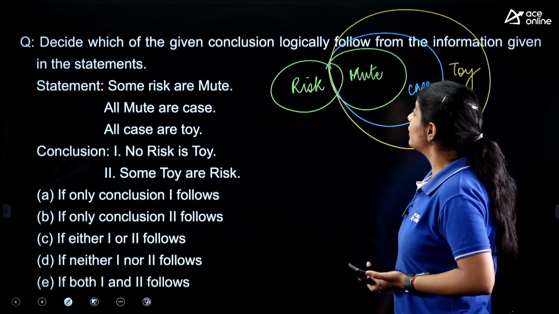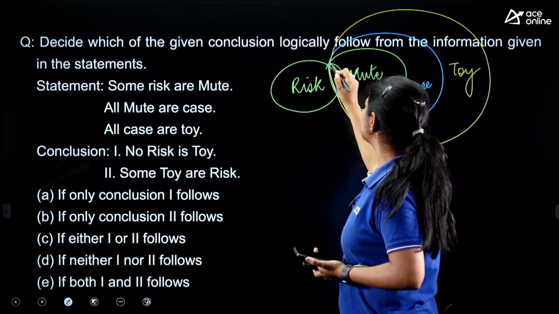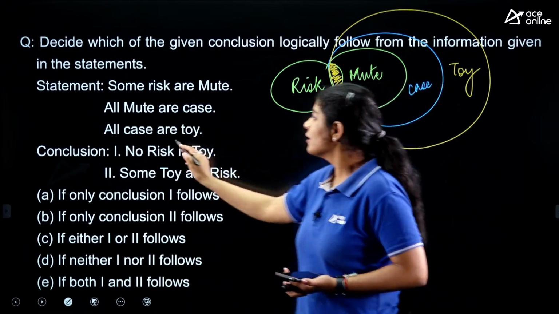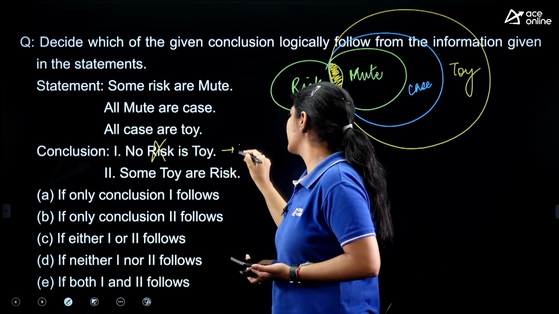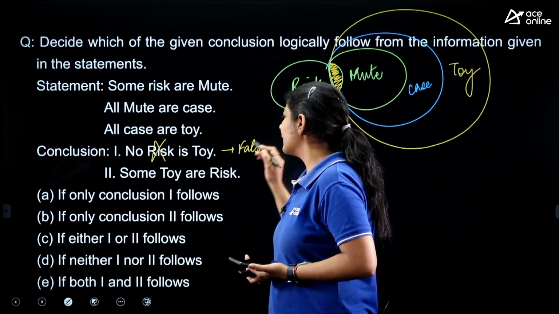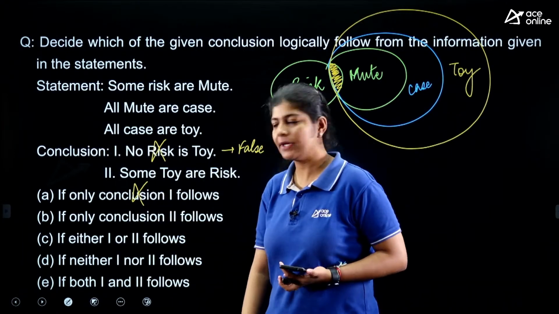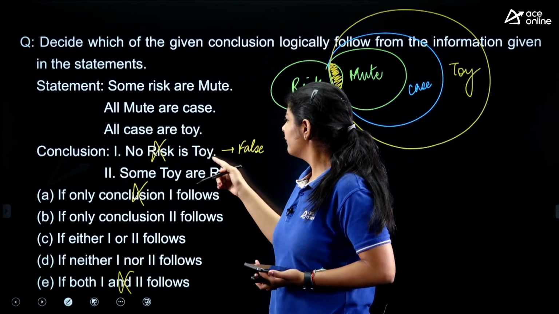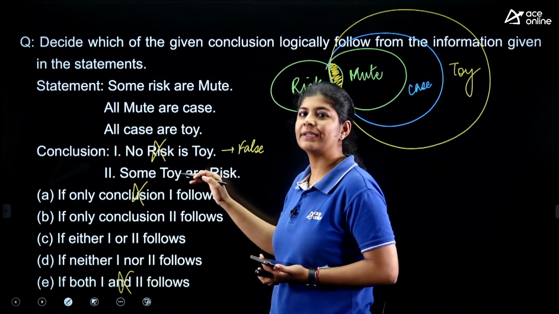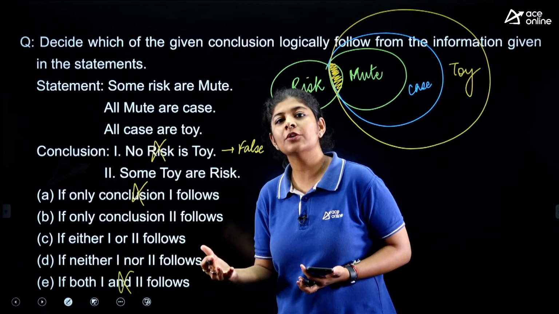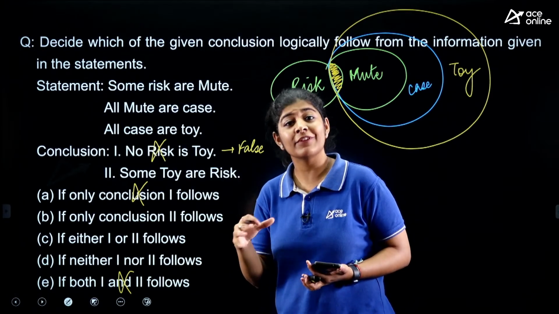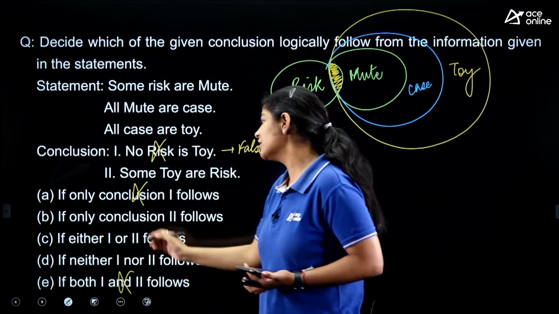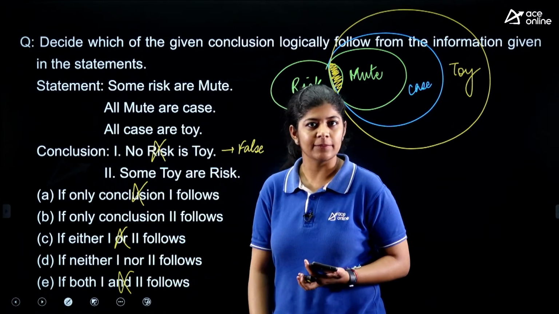First, no risk is a toy. We can clearly see that here we do have a common part between risk and toy. So this one is false. If this is false, that means option A is eliminated. Option E is eliminated. And here we do have the same entities, but we can only apply the complementary pair when both the conclusions are in the category of can't say. So this option is also eliminated, right?